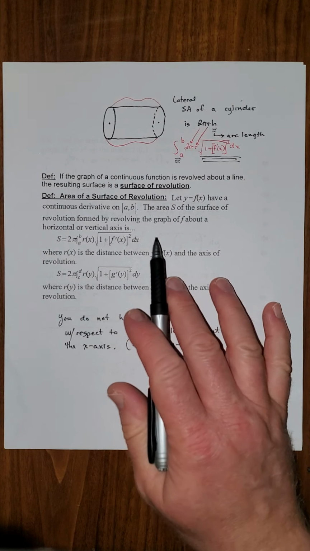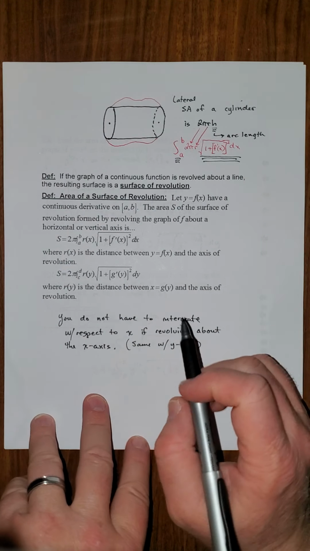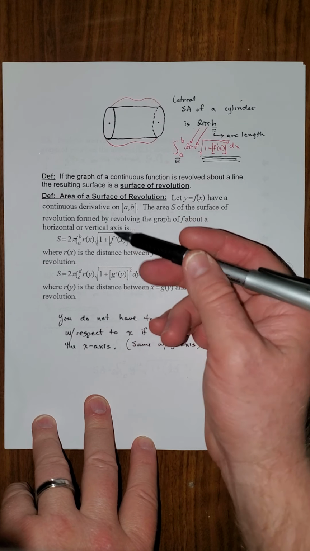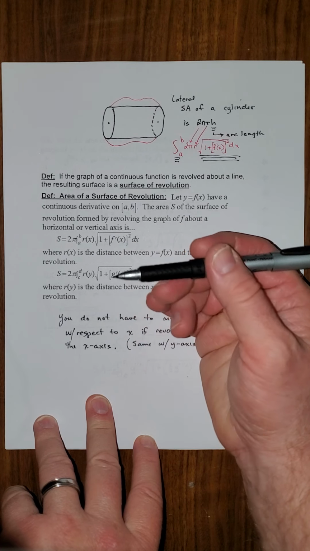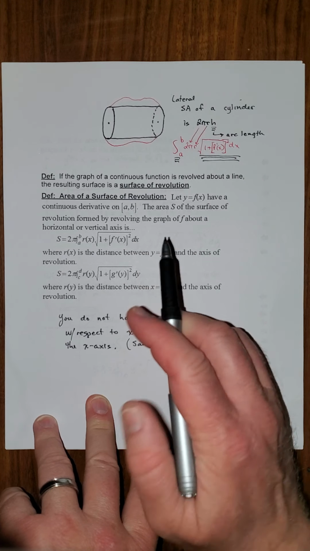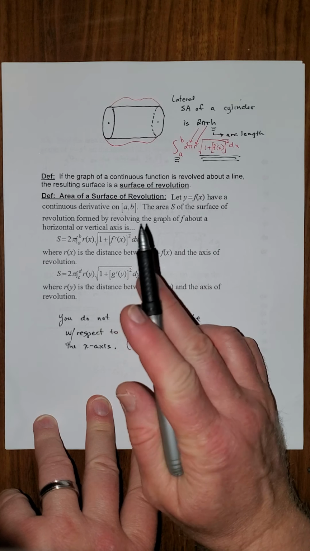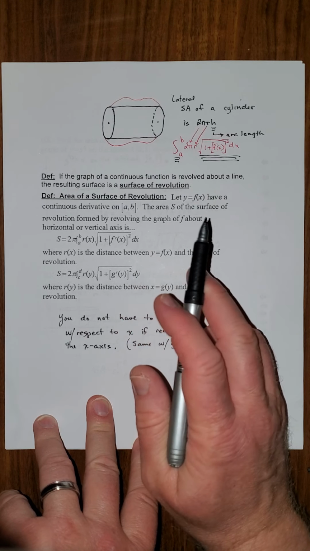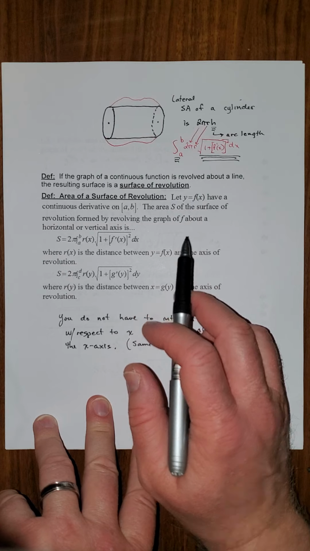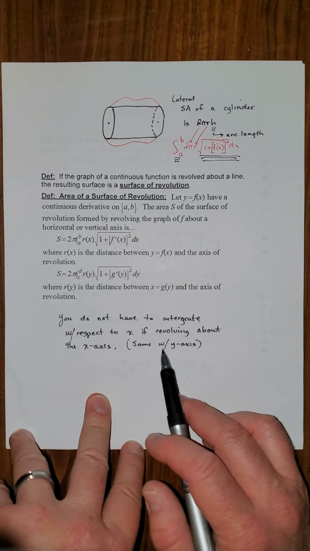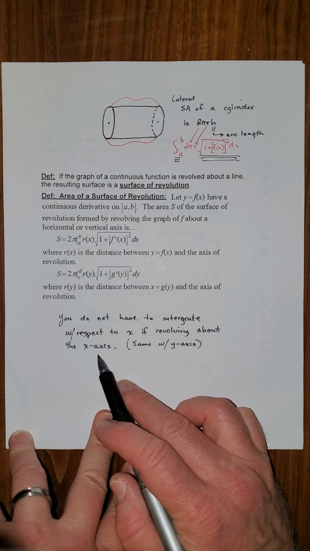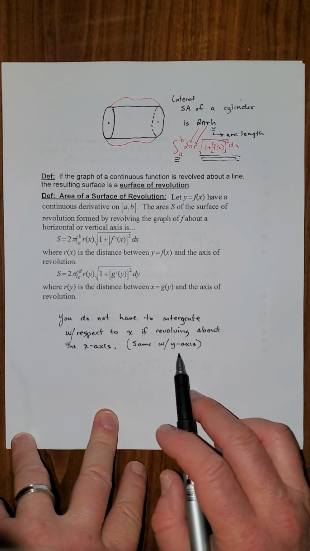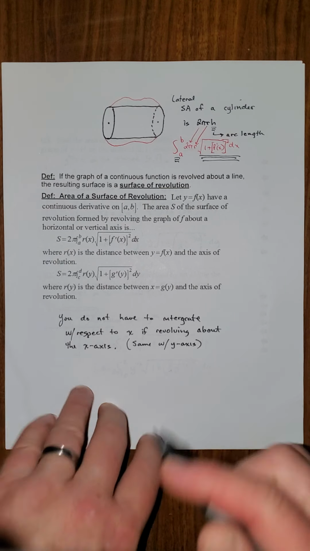Now, when we did volumes of revolution, if you integrated with respect to x and rotated this way, you had to integrate with respect to x when you rotated around the x-axis or a horizontal axis. If you rotated around a vertical axis, just like the y-axis, you had to integrate with respect to y. That is not true with surface area. You do not have to integrate with respect to x if you're revolving about the x-axis. You do not have to integrate with respect to y if you're revolving around the y-axis. You're going to see either one works here.